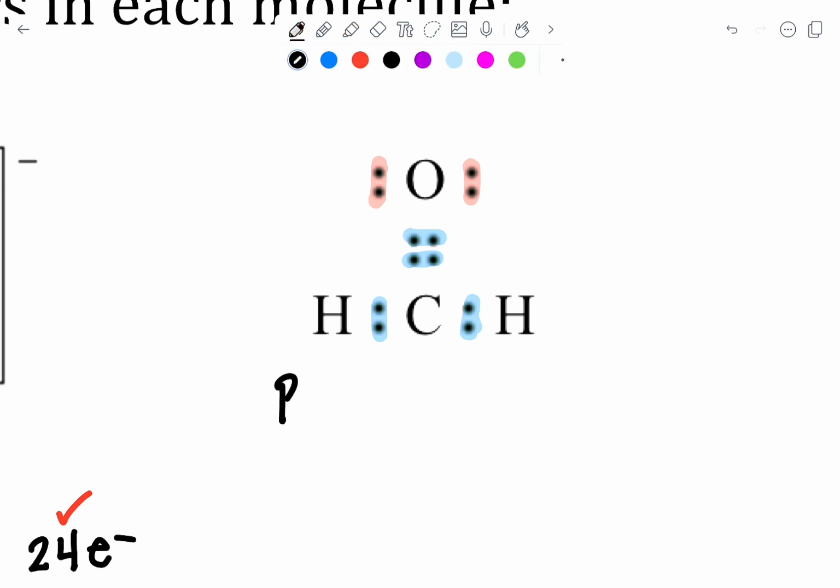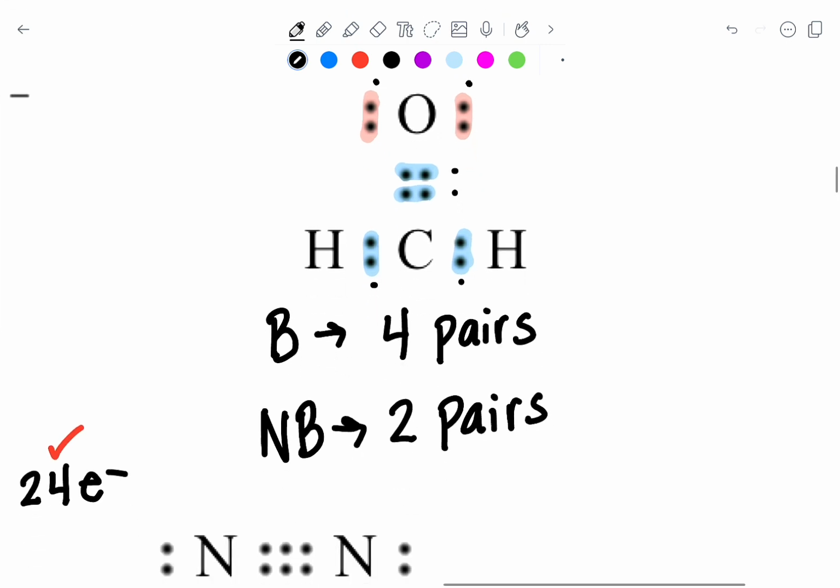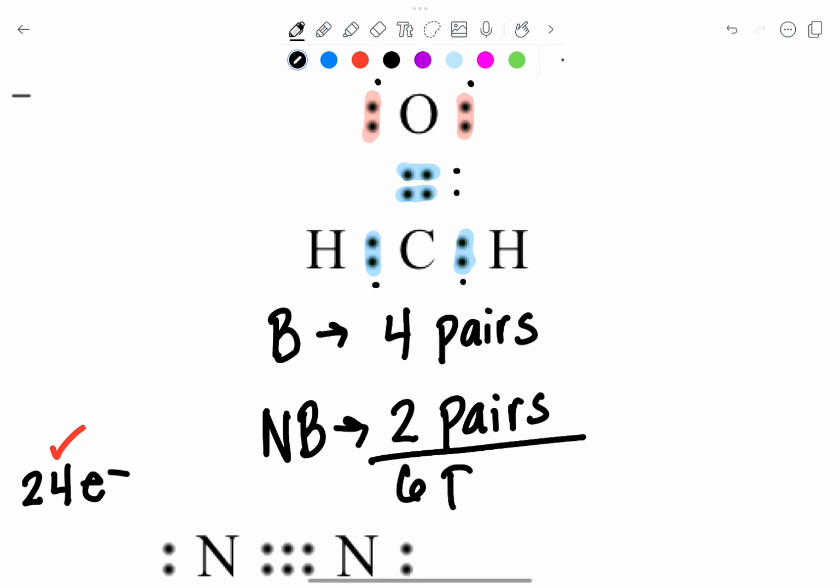So our bonding pairs, we can count up. We have 1, 2, 3, 4. And our non-bonding pairs, we have 1, 2. Okay, so that's a total of 6 pairs, which is equal to 12 electrons, which we can count up and see 1, 2, 3, 4, 5, 6, 7, 8, 9, 10, 11, 12. All 12 electrons are accounted for. So we should always double check our work.